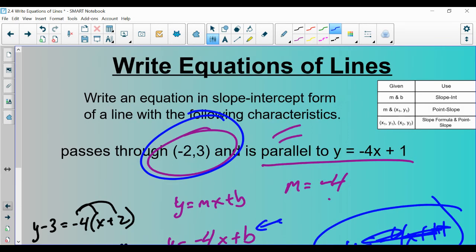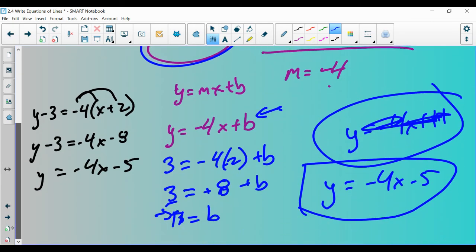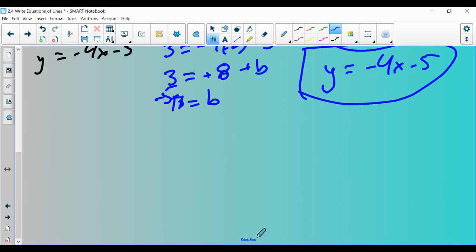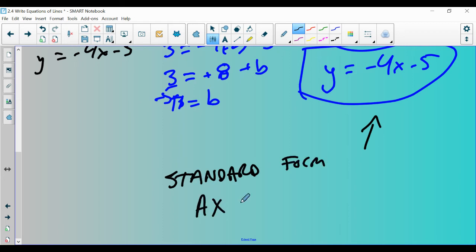The last thing I want to talk about is converting something into standard form. So what we're going to use is just our answers here and convert these. If I ever ask you to write an equation in standard form, what I first want you to do is write it into slope-intercept form, like this, and then simply convert that into standard form. Remember, standard form looks like ax plus by equals c.